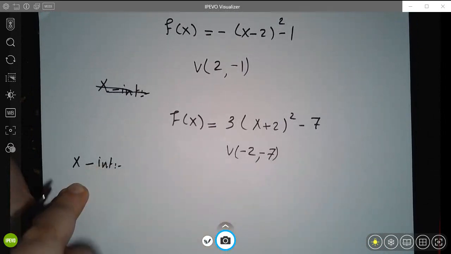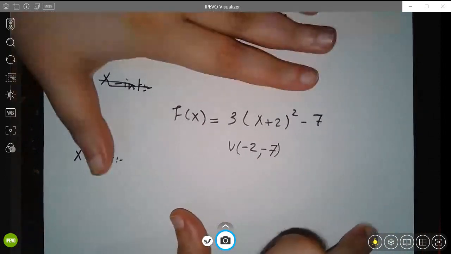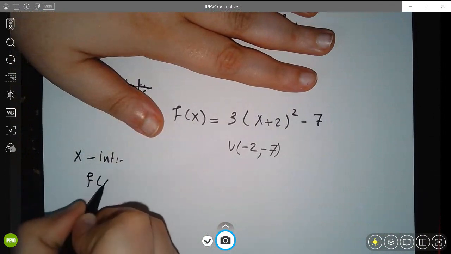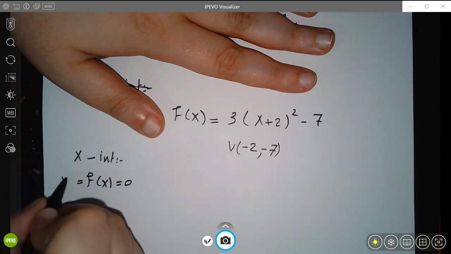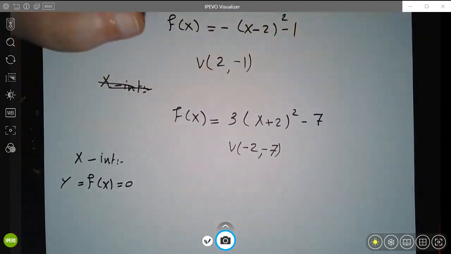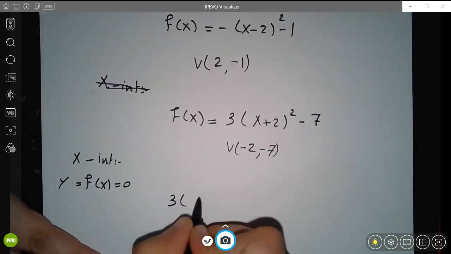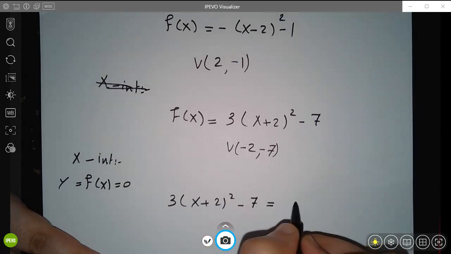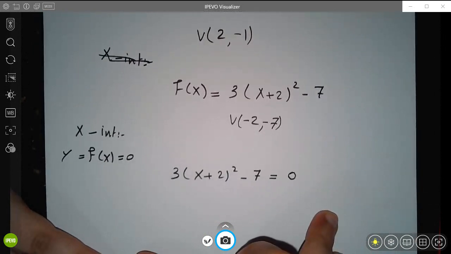Now, to find the x-intercept, the rule says to turn y into 0. So whenever you have a function, if it's in function form, f of x is going to be 0. Because f of x equals y, right? So y equals f of x is 0. So putting this rule into effect, this is going to turn into what? 3 times x plus 2 squared minus 7, and it equals 0. Right?